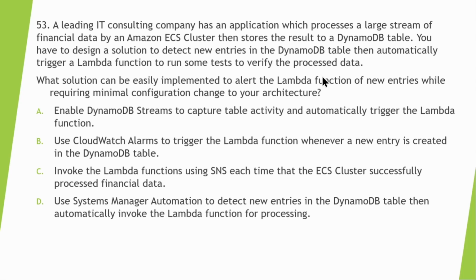Okay, a very nice question. I'm literally planning a hands-on lab on this. So let's see how it goes. What solution can be easily implemented to alert the Lambda function of new entries while requiring minimal configuration change? So here, what are your key points? DynamoDB is your one pointer. You have a Lambda function. So you have ECS plus DynamoDB plus Lambda and minimal configuration change.